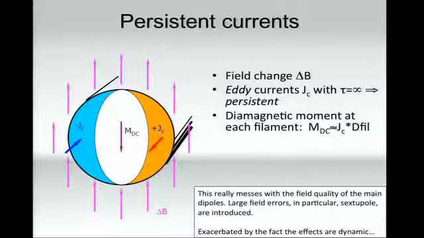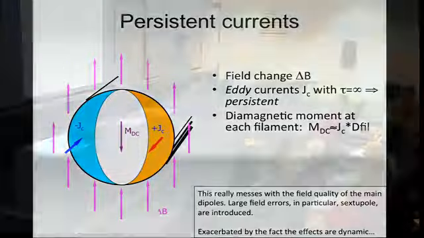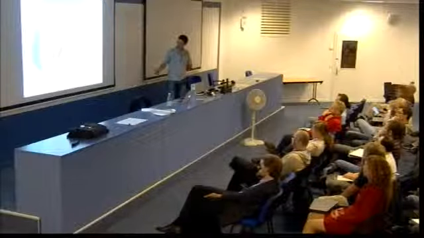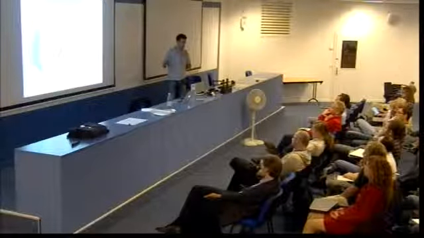So these superconducting filaments you saw make up the strands of the Rutherford cable, and they are going to form surface currents to stop the penetration of the B field into the interior of the superconductor, and you get a magnetization from these surface currents. And they are persistent. This is a superconductor, there's no resistance, so these guys can hang around for a long time. And this magnetization really messes with the field quality of the main dipoles.